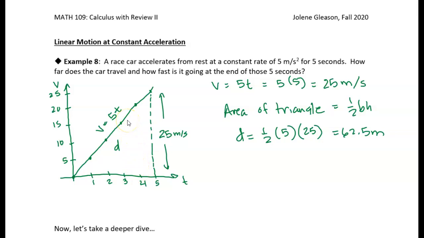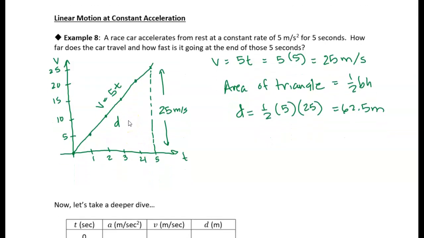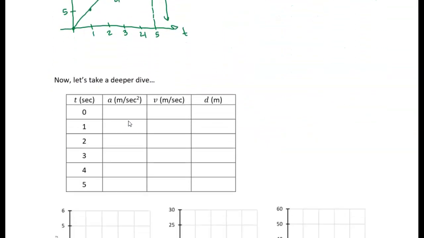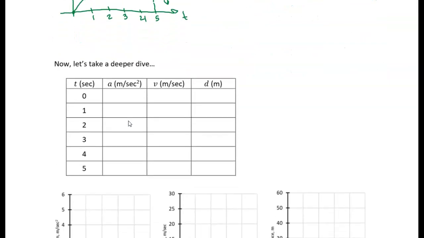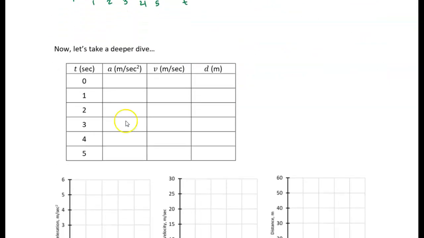All right, so let's take a little deeper dive into this example. I'm going to create a table of the acceleration, the velocity, and the distance over time. My acceleration is constant, right? So I can just fill this in. It's all constant, and I could graph that.